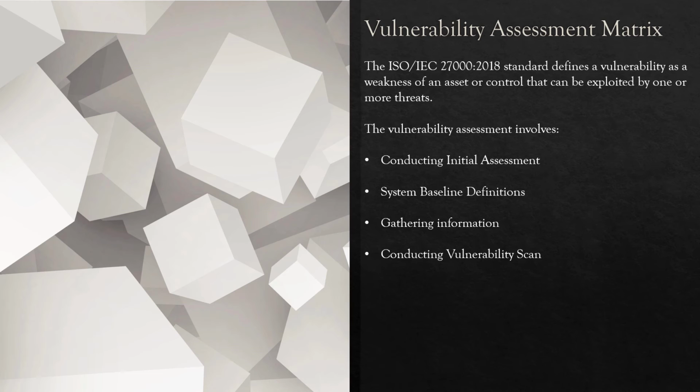Initial assessments is identifying the organization's context and assets and defining the risk and critical value for each business process and IT system. System baselines involves gathering information about the organization before the vulnerability assessment, i.e., organization structure, current configurations, software and hardware versions. Vulnerability scan is the use of available and approved tools and techniques to identify the vulnerabilities and attempt to exploit them.